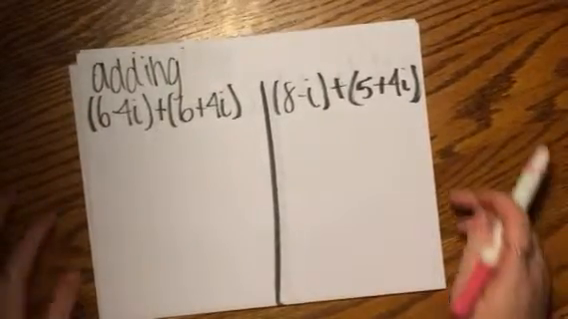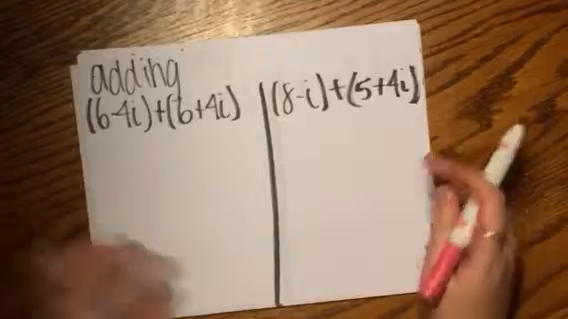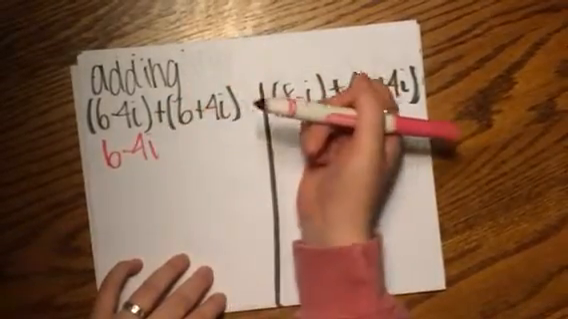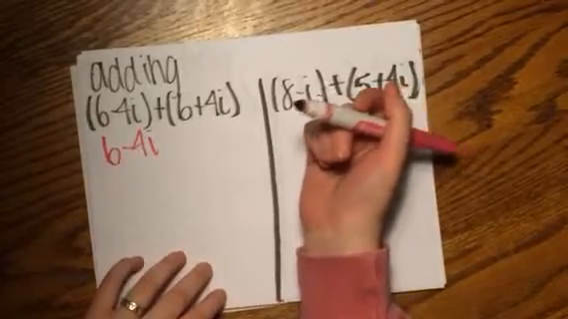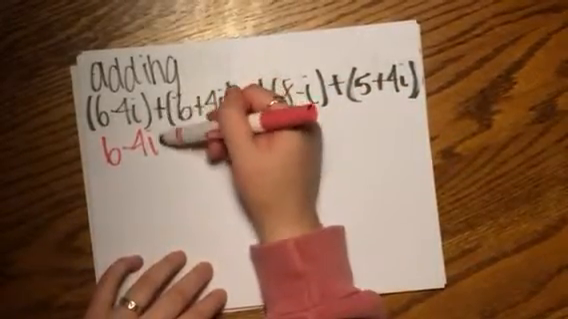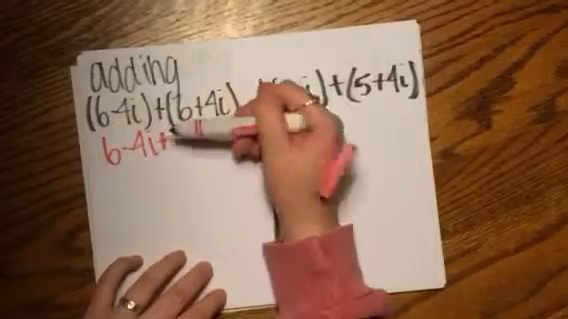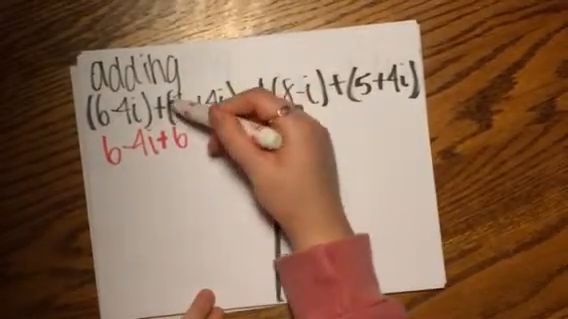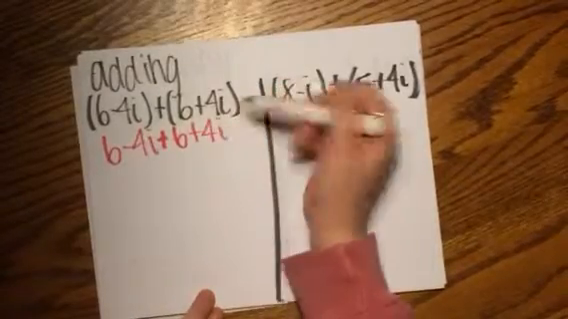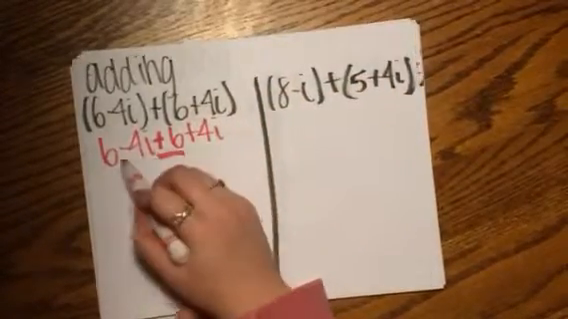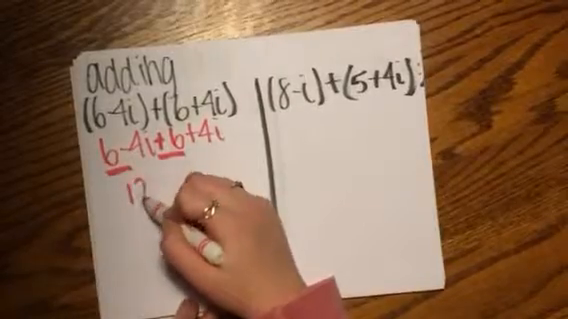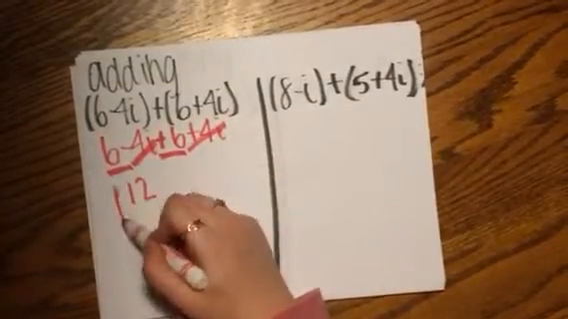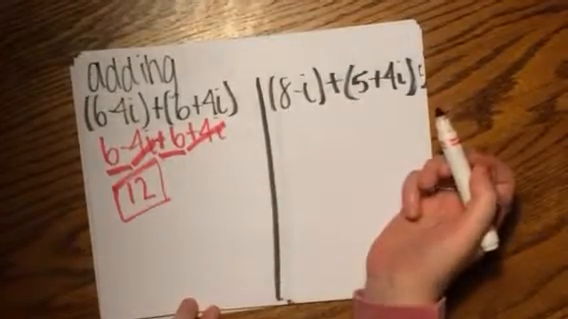So for adding with complex numbers, we really just combine like terms. That's all you really do. So we have 6 minus 4i plus 6 plus 4i. So we're going to combine our like terms. We have 6 plus 6, which gets us 12. And we have negative 4i and positive 4i. Those two cancel out, which gives us 12 as that answer.